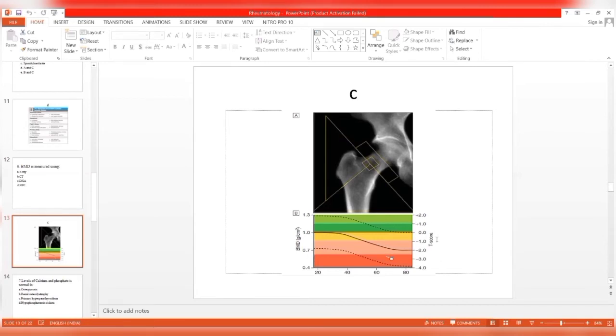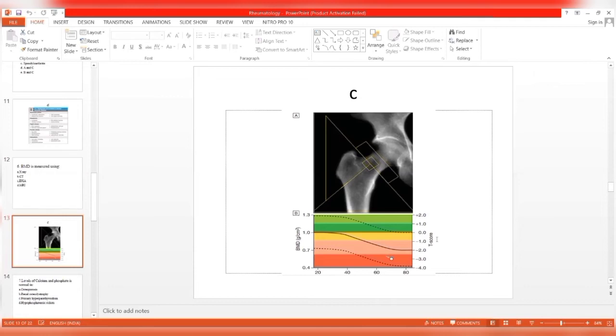When the T-score is between -1 and +2.5, BMD is normal. And when it is -2.5 or below, it is known as osteoporosis. Osteoporosis, we all know that.